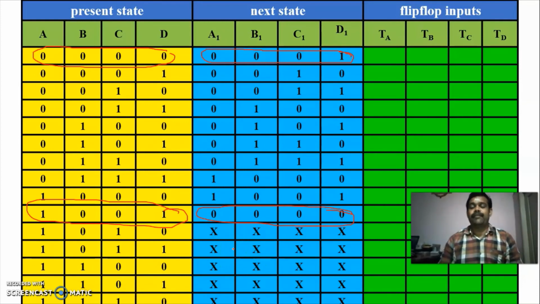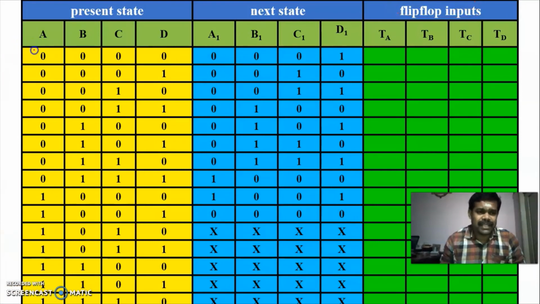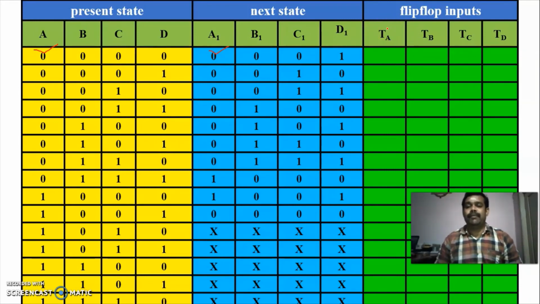Then we have to fill the flip-flop inputs. In order to fill the flip-flop inputs, we have to check the present state and the next state. In the present state, first you check A and A1. This is T flip-flop. For T flip-flop, the excitation table is: for 0, 1 and 1, 0, it is 1. For 0, 0 and 1, 1, it is 0. So for 0, 0, you have to put 0 here.